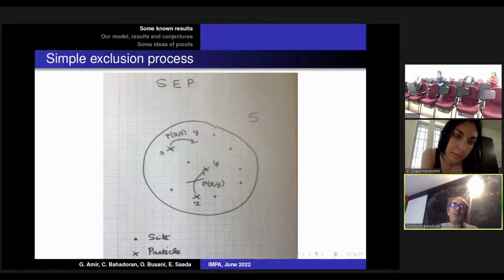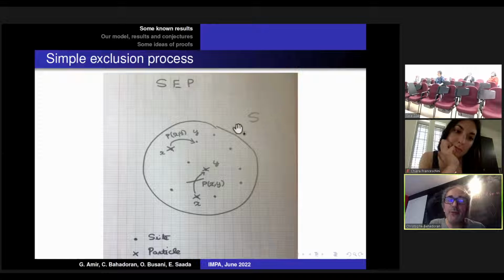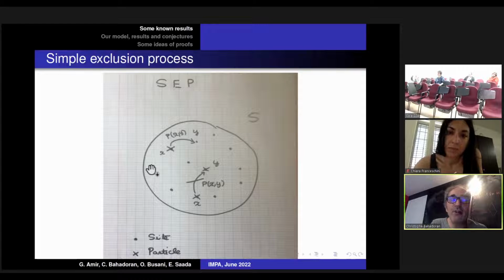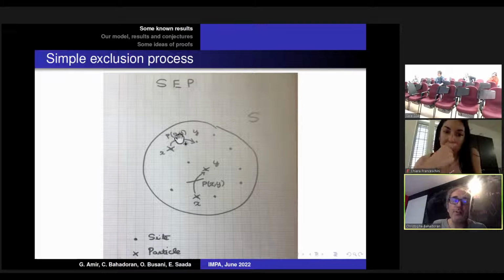The exclusion process, just a few words to remind what it is, if necessary at all. You have a physical space S, and you have these dots which we call sites, and on each site there can be 0 or 1 particle, and a particle can jump to a site which is empty. This is the exclusion rule. For each bond, you have a jump rate, which is in fact a jump kernel. P of xy is the rate at which a particle at x is attempting to jump to y. There are several ways of constructing this, either from Poisson processes or from a generator.